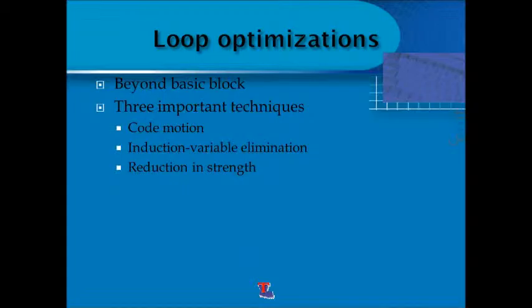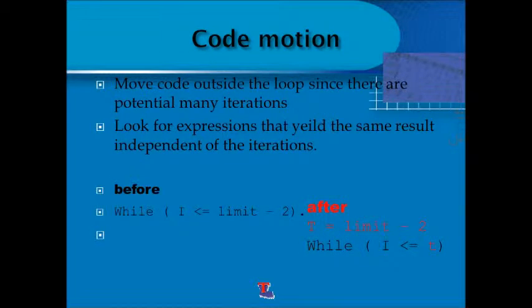Loop optimizations. Beyond basic block, there are three important techniques: code motion, induction variable elimination, and reduction in strength. Code motion. Move code outside the loop since there are potentially many iterations. Look for expressions that yield the same result independent of the iterations. Let us take a code as below: before, while, and after. The conditions are taken.